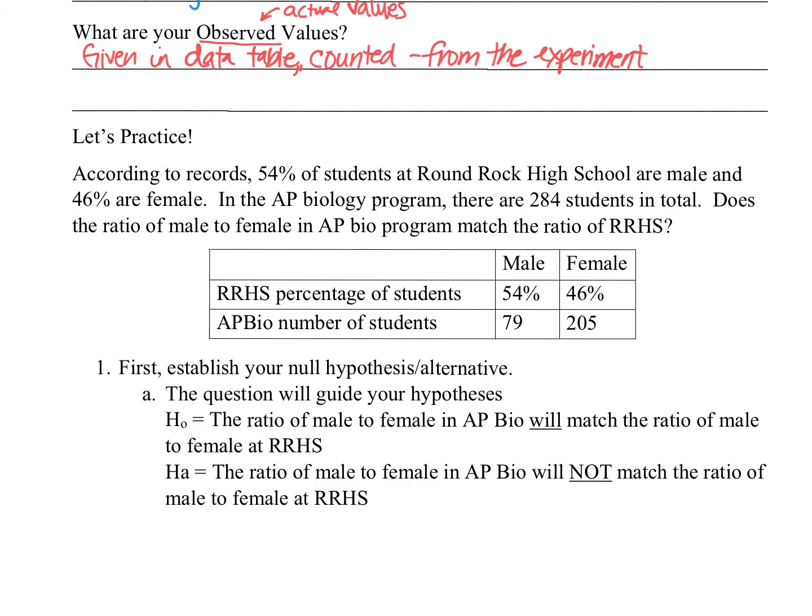And so we're going to use a chi-square to determine, is this just randomness, or do females prefer AP Biology more than males do? So the first thing we're going to do is establish our null and alternative hypotheses. So remember that your question guides this hypothesis. So your null hypothesis is that the ratio of male to female in AP Biology will match the ratio of male to female at Round Rock High School. And then the alternative hypothesis is going to be the opposite to that. The ratio of male to female in AP Biology will not match the ratio of male to female at Round Rock High School.